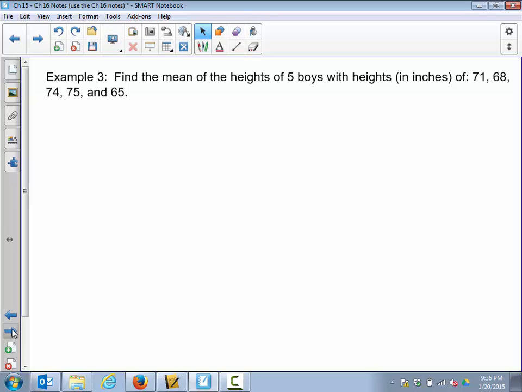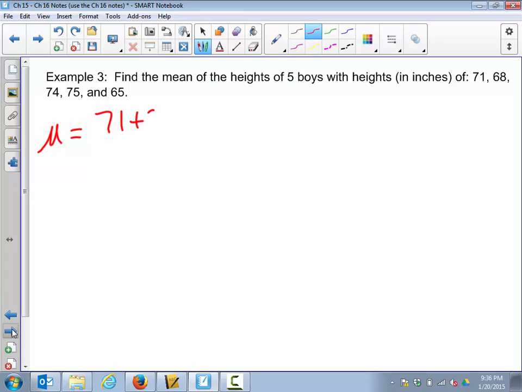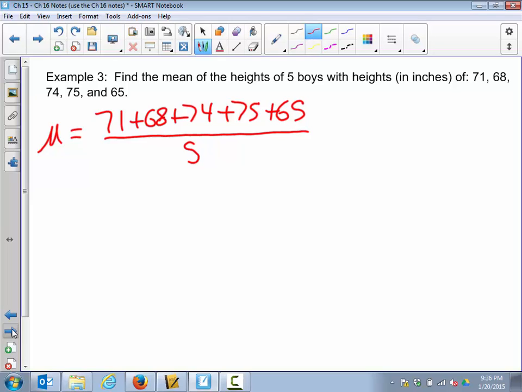Okay, so in example 3 here, this is going to build into how to use a random variable to find expected value. Let's just find the mean of the heights of 5 boys with the heights that are given. Let's assume that these 5 boys are the whole population of boys that we're interested in studying. So we're going to use this mu instead of x bar. X bar is for a sample mean, remember? Mu is for a population mean when we've got everyone we care to learn about. Okay, so mu is equal to 71 plus 68 plus 74 plus 75 plus 65, divided through by the number of people we have here, which is 5.